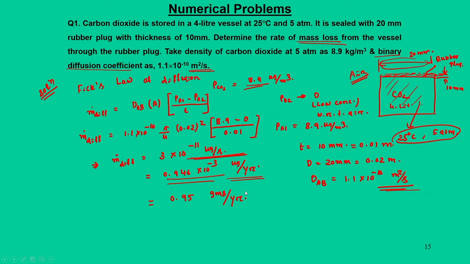So, diffusion or mass loss from the vessel is almost negligible through this diffusion process. As we said, very rightly, the molecular diffusion process is a very slow process, and this problem demonstrates the same concept. But in some situations, if you want to find the concentration of CO2 and the mass loss, for a very costly gas which needs to be carried or kept for a long time, this loss can be a very vital task.